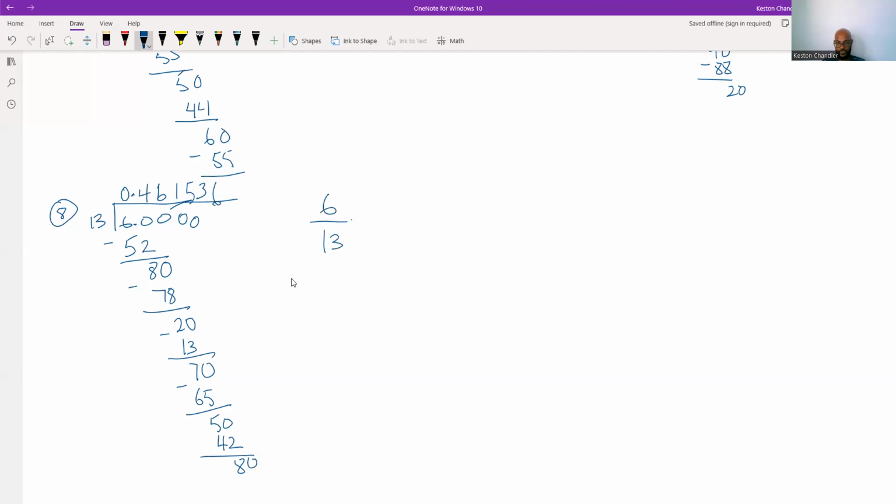We don't want to go on continuously. Usually they would tell you to stop at a certain number of decimal points. If they say write it to 3 decimal places, then we stop at the third place and look at the number after. If this number is 5 or more, then we round up, so 0.462 to 3 decimal places. Everybody understand now? Yes, sir.